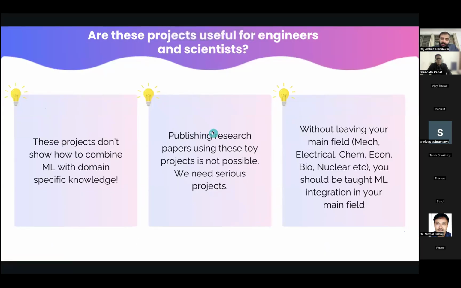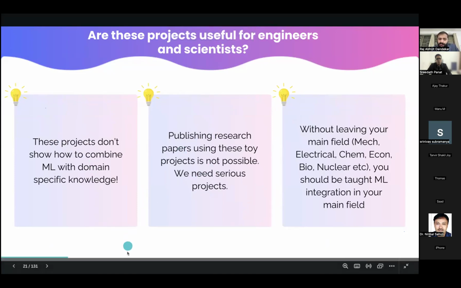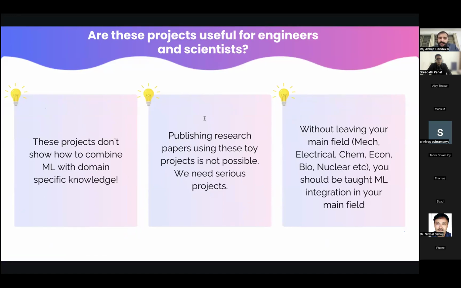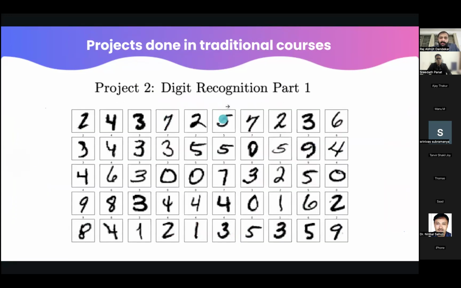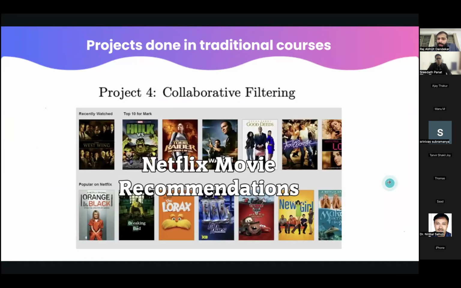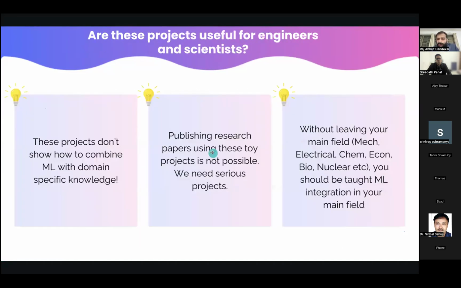The second problem with these projects is that it's not possible to publish research papers with these projects. Why? Because they are toy projects. There is nothing unique about these projects. Everyone in the world has access to a Netflix movie recommendation Kaggle notebook or a digit recognition Kaggle notebook. There is nothing unique about these projects. So here I'm not saying that you should not start doing these courses.